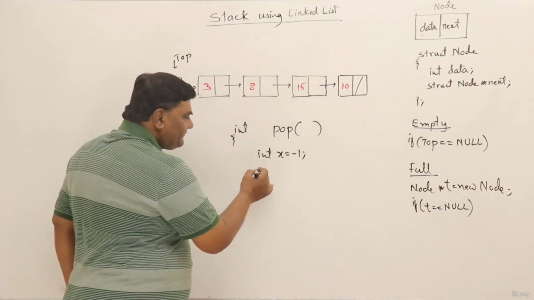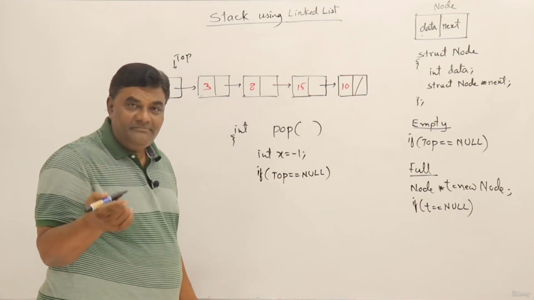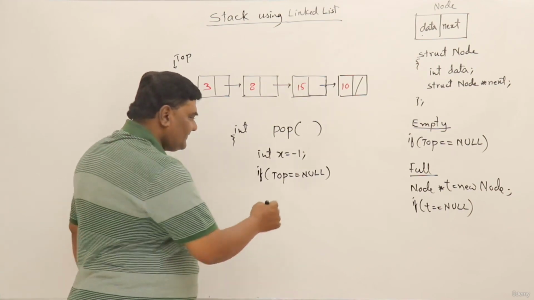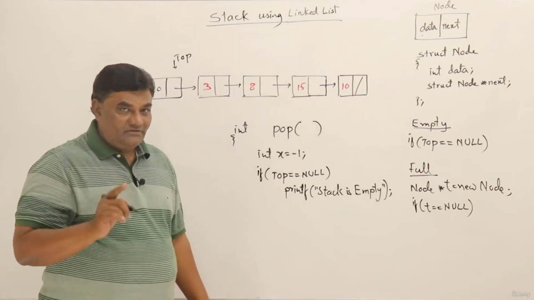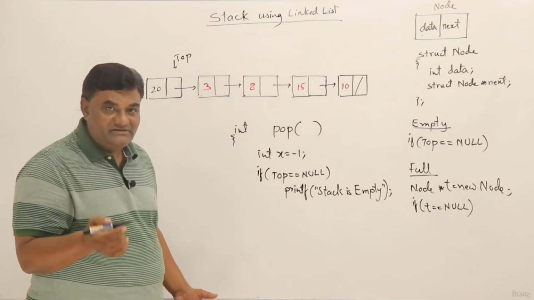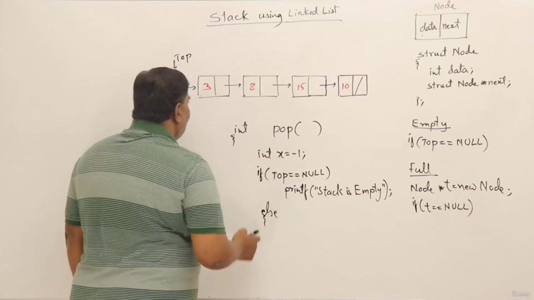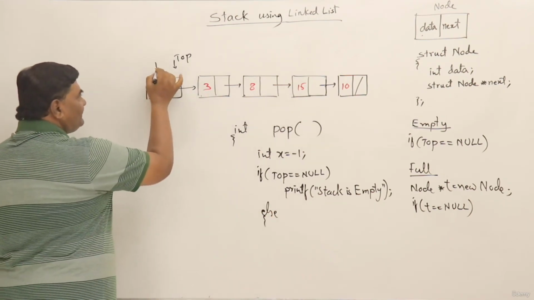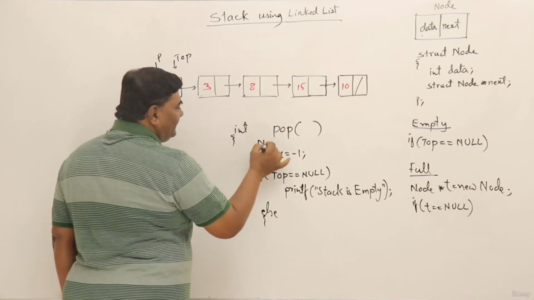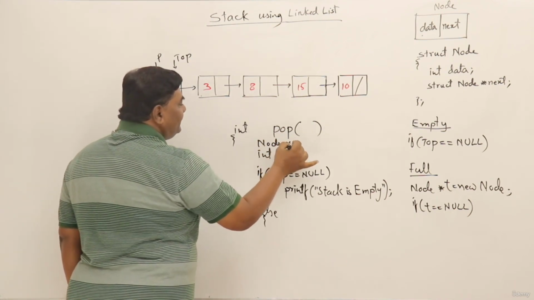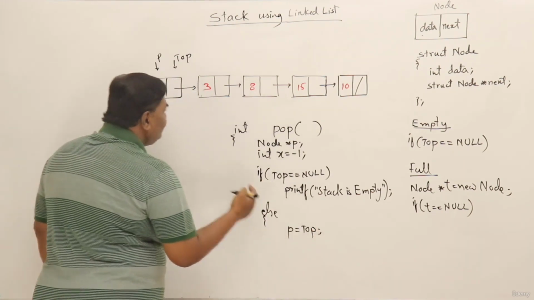So I'll write here, if top is equal to null, then the stack is empty or underflow. Printf stack is empty. Otherwise, we can delete a node. So let us see what is the procedure for deleting the first node. Else. Now for deletion, I should have a pointer here. Let us call that pointer P. So I will declare a pointer also here, node star P. Then P assign top. So P should be pointing on the first node.